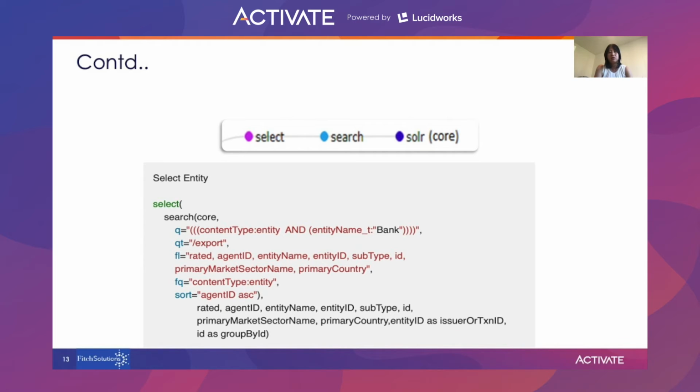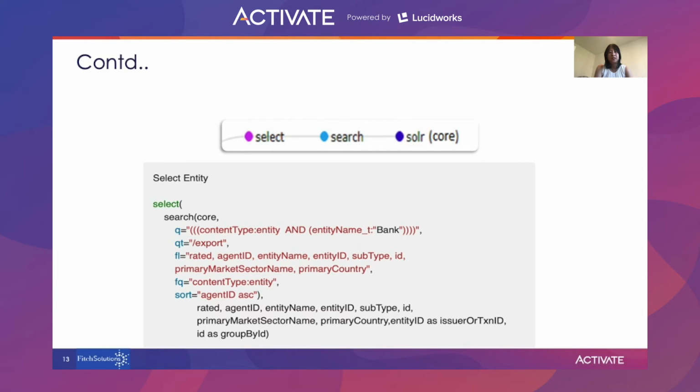Since our next step is to perform joins, the join operation requires both join streams to be in the same sorting field type and in the same sorting order. You can save one sort function by specifying the same sort field and sort order to prepare for the later join. After that, we use the select function to project the fields and/or rename the fields. In this case, we want to rename entity ID to be issuer or transaction ID and ID to be group by ID.